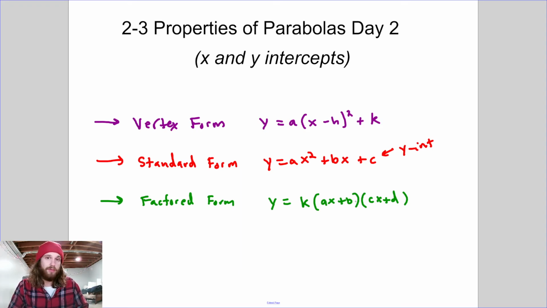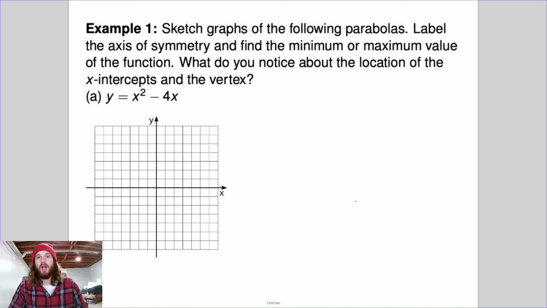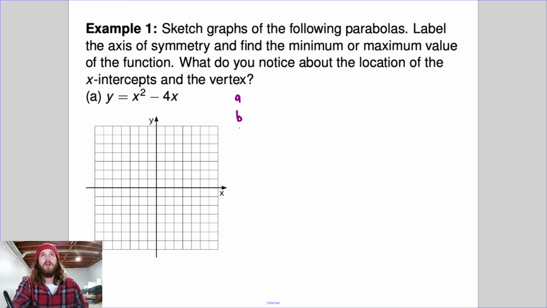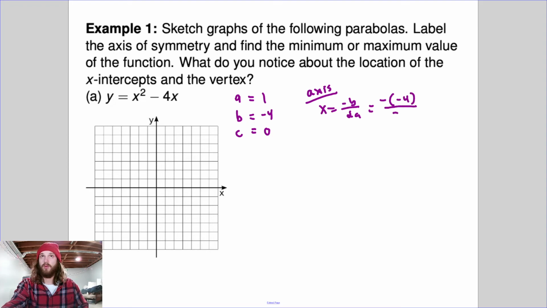Before we get into the factored form technique, let's do a quick reminder of how we graph with standard form, as promised. So I'll start at the top. First things first, let's identify a, b, and c. A is always the coefficient of the squared term, b is always the coefficient of the x term, and c is always our y-intercept. So in this case, a is 1, b is negative 4, c is 0. So we can go ahead and find our axis of symmetry. X equals negative b over 2a, so x equals negative 4 over 2 times 1, which is 4 over 2, which is 2.